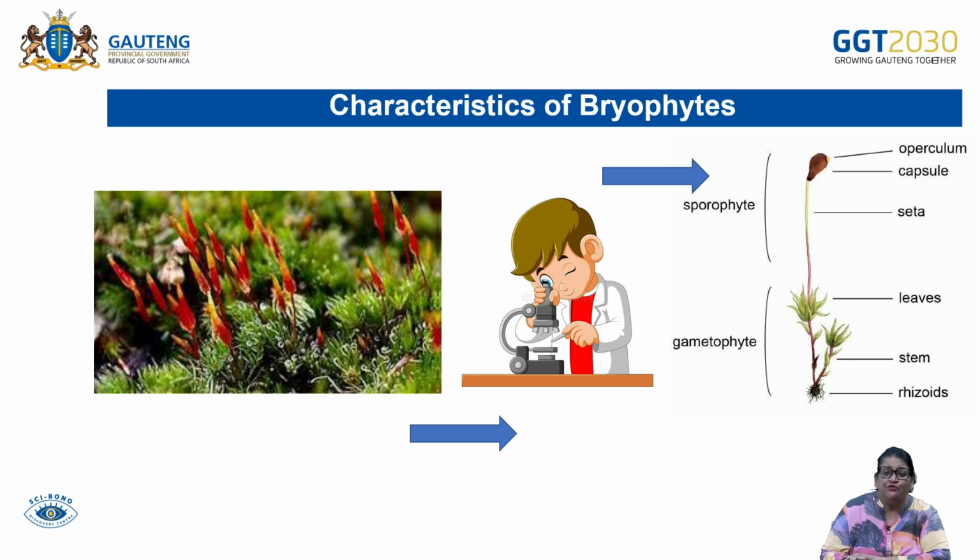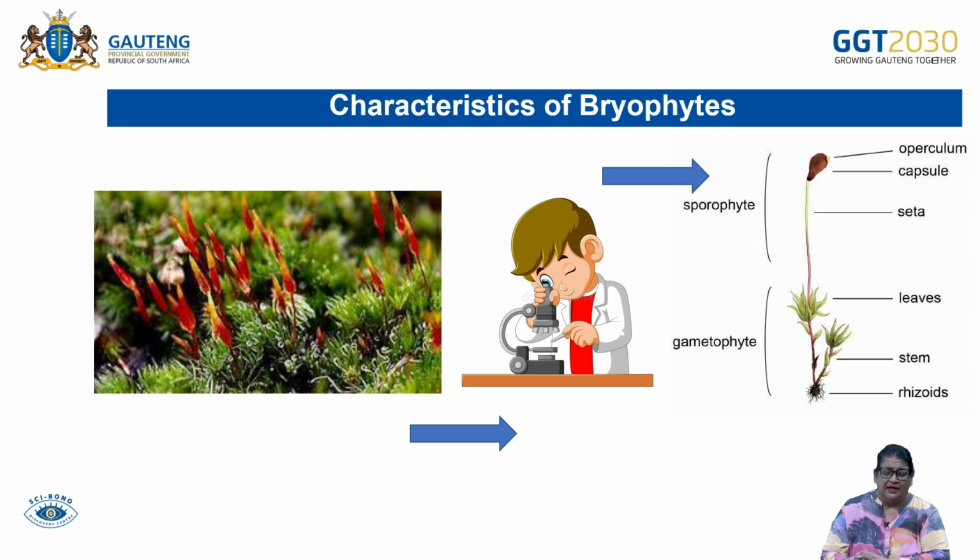This is a gametophyte, which contains your gametes, and this gametophyte is haploid. It means it has half the chromosome number, and it has gametes, which are your sperm cells and your egg cells, and they will fertilize and give rise to a zygote, which is diploid, that will give rise to your sporophyte generation. Your sporophyte is the one that produces spores inside this capsule.